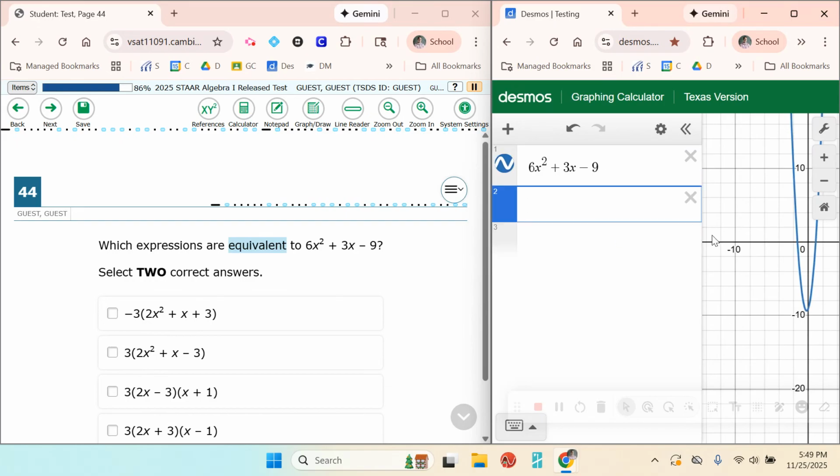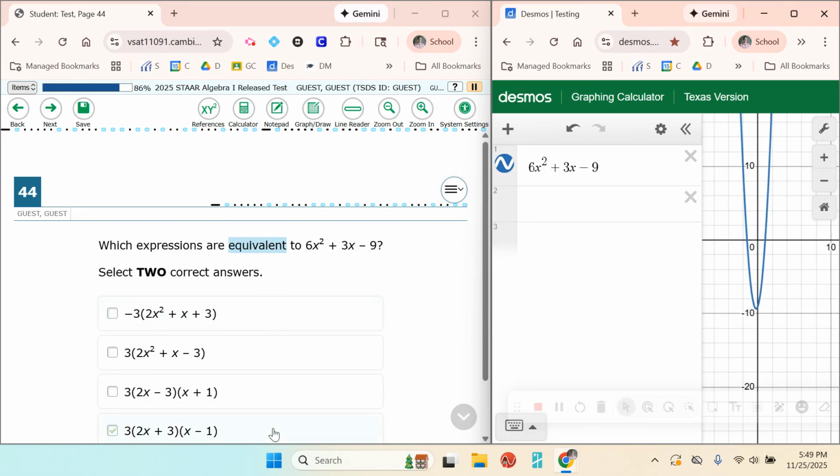And what I want this time, since the answers are all also equations, I'm not looking for a number this time. I'm looking for which one of these is going to make this disappear, and I'm looking for something that's going to do it twice. So I type in the first one.